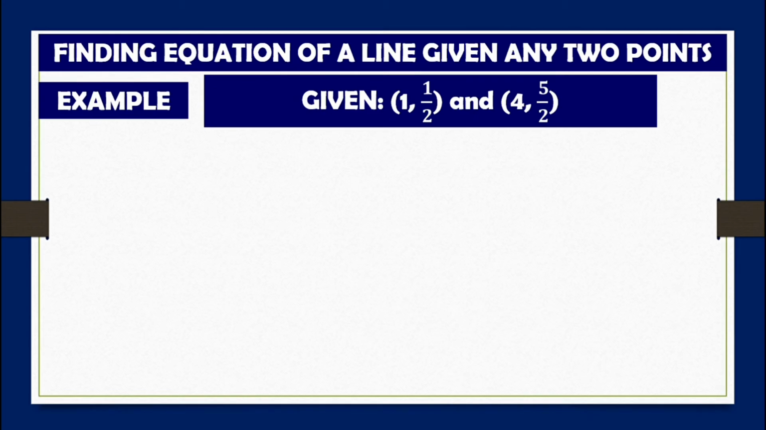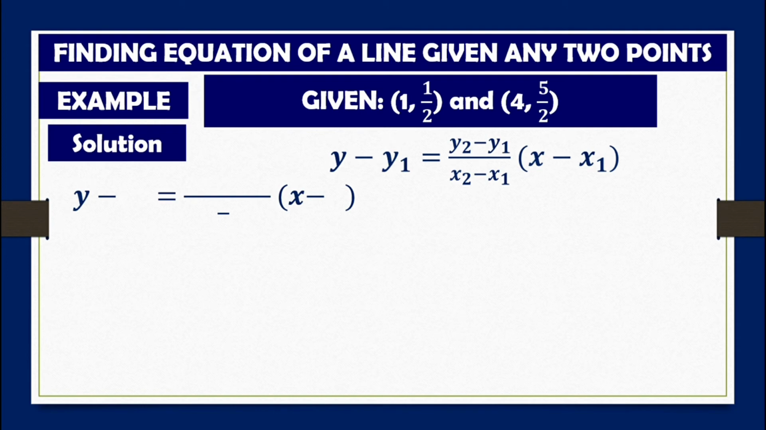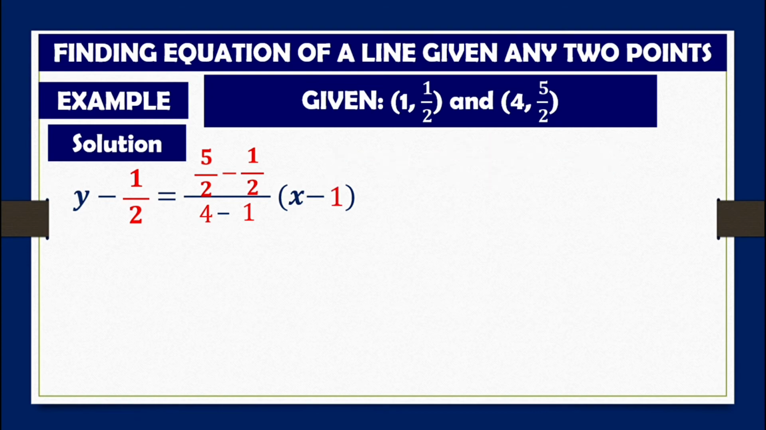Given the coordinates of our points 1 and 1/2 and 4 and 5/2. Here, substitute our y sub 1 which is equal to 1/2. Then, y sub 2 which is 5/2 minus y sub 1 which is 1/2, all over x sub 2 which is equal to 4 and x sub 1 which is equal to 1, times the quantity x minus x sub 1 which is equal to 1. Then, simplify our equation. Y minus 1/2 is equal to 4/2.